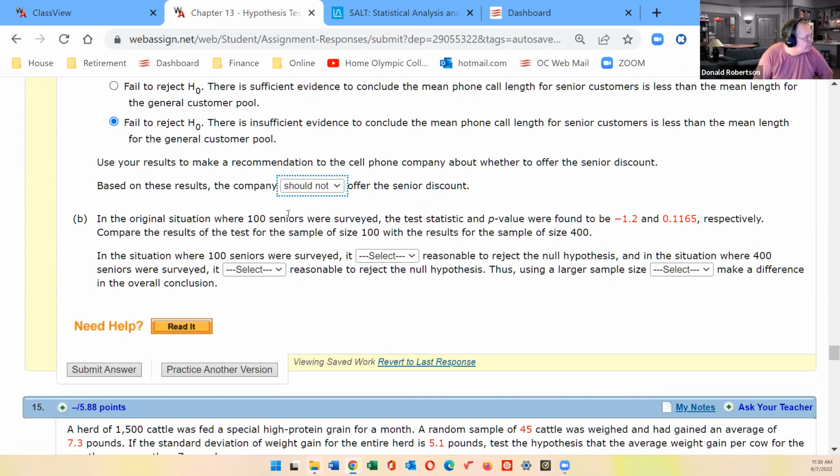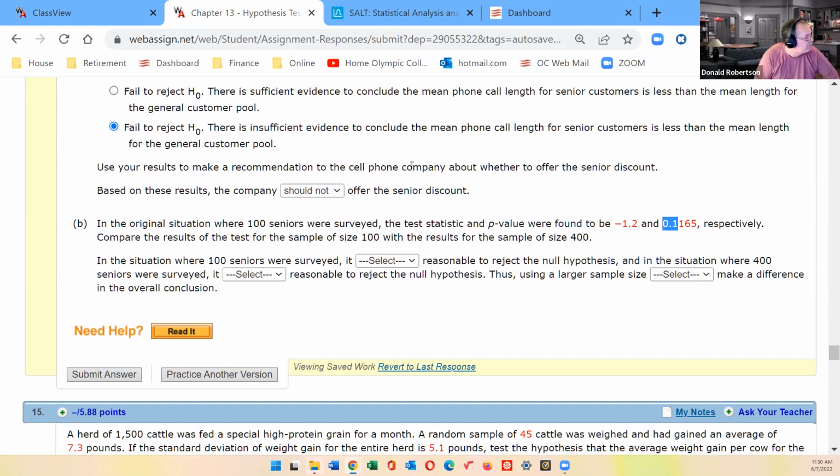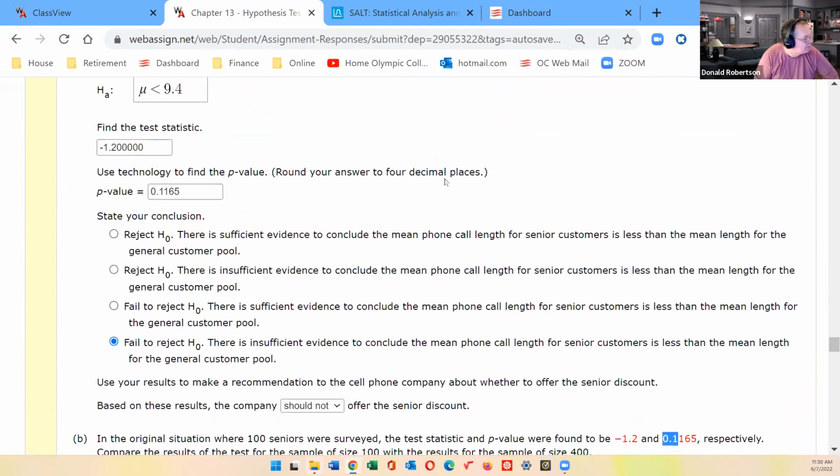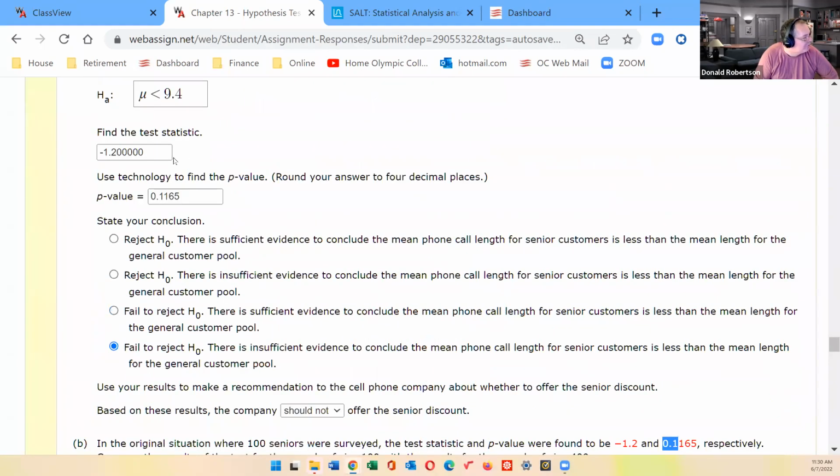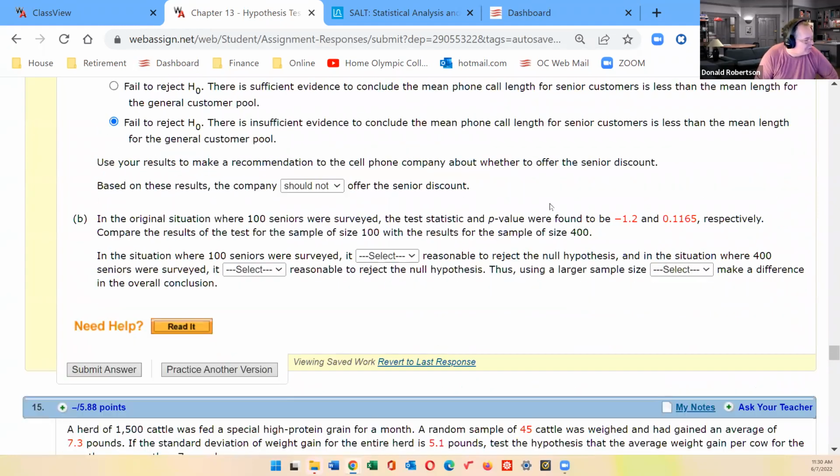Right, so let's look at this thing. In the original situation where 100 seniors were surveyed, the test statistic was found to be that number, and the p-value happens to be that number. Yeah. Do you know, if I'd read that, couldn't I have just written the answers here and here? Yeah. That's weird, but anyway.